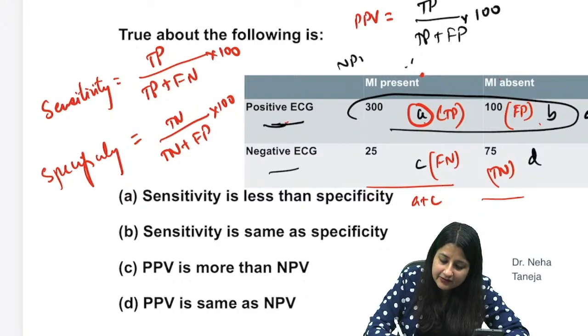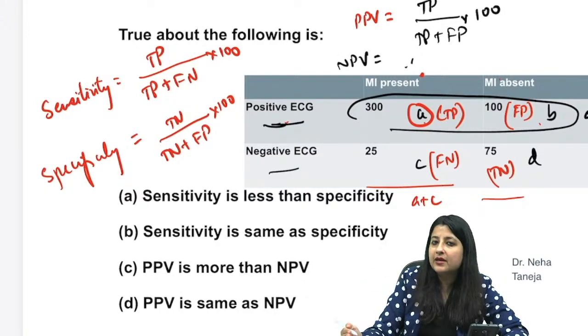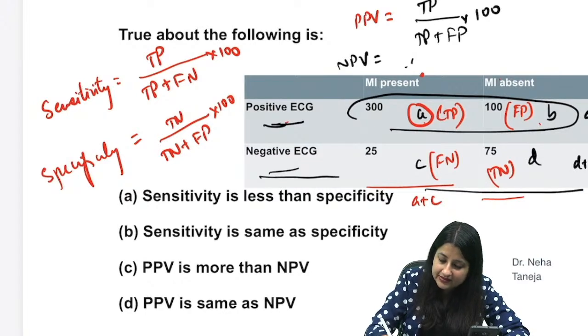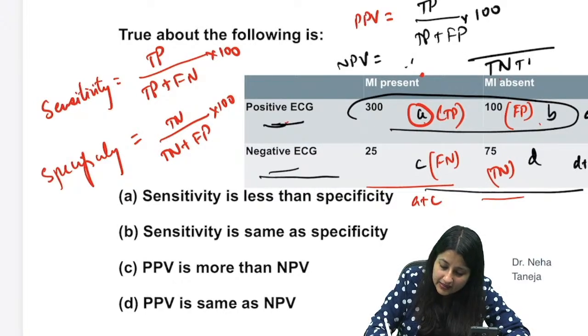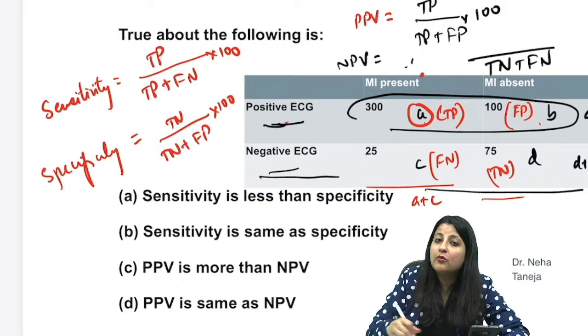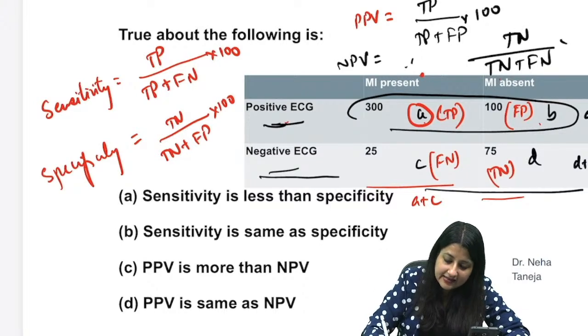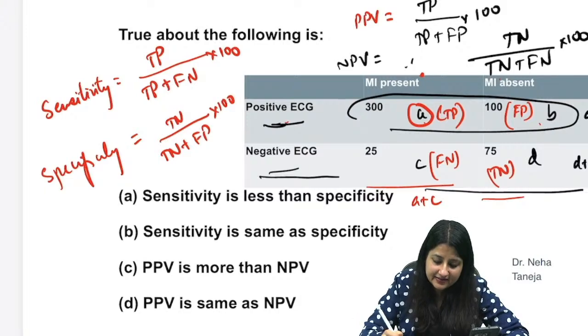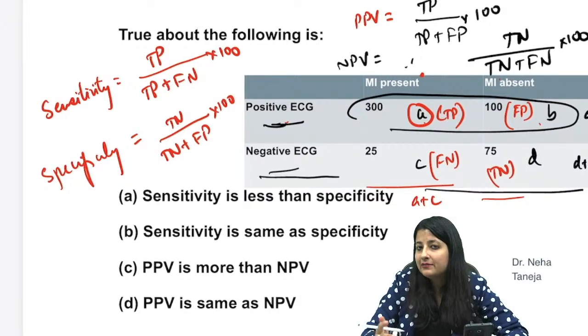And what is negative predictive value? Even though you've come screening test negative, how many have come screening test negative? D plus C, which is TN plus FN. Out of how many really do not have the disease? That is TN. So now you can calculate this and you can tell me is sensitivity less than. You have to calculate basically everything.